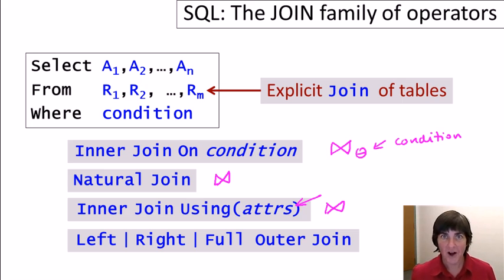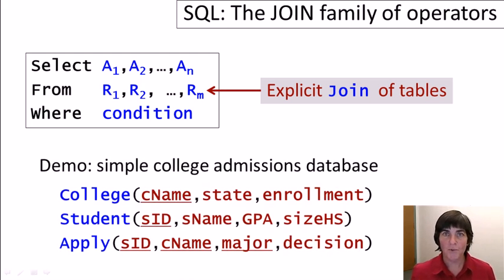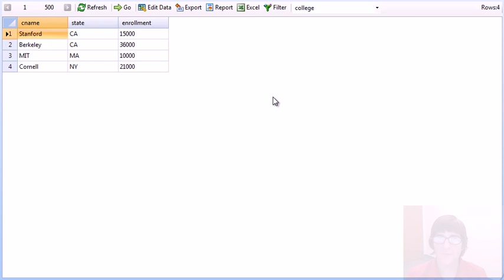Now, I will say right off that none of these operators are actually adding expressive power to SQL. All of them can be expressed using other constructs, but they can be quite useful in formulating queries, and especially the outer join is fairly complicated to express without the outer join operator itself. So as usual, we'll be doing our demo with our simple college admissions database with college table, student table, and applied table. So let's move ahead to the demo.